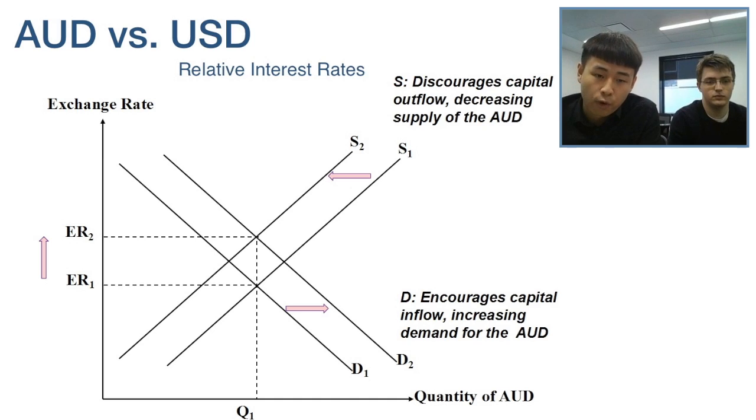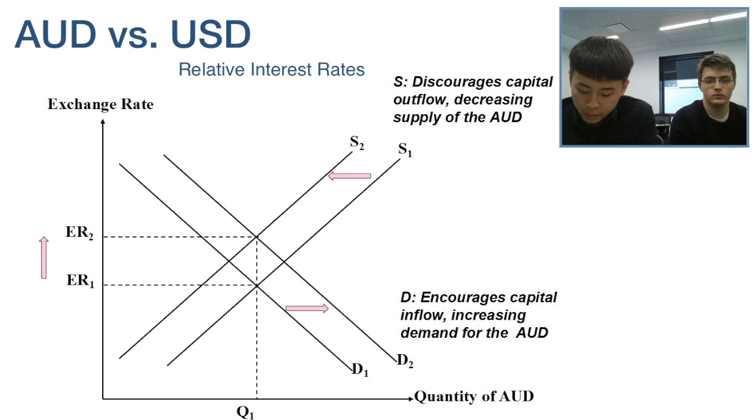On the one hand, for other countries around the world, people are likely to save their money in international banks with higher interest rates, so they will gain more money. So they will save their money in Australian banks because the interest rate is higher than in American banks, which encourages capital inflow and increases the demand for the AUD.